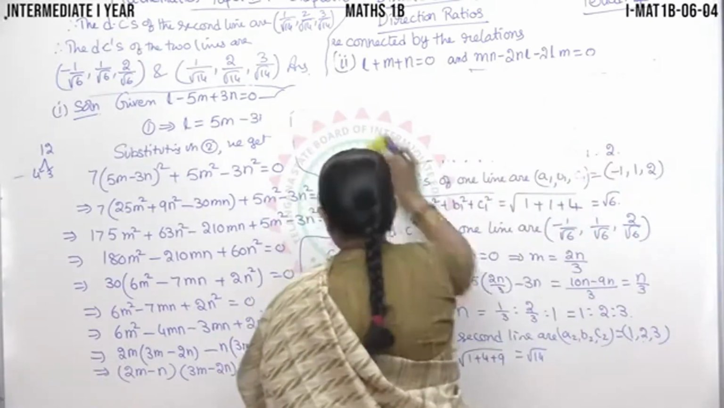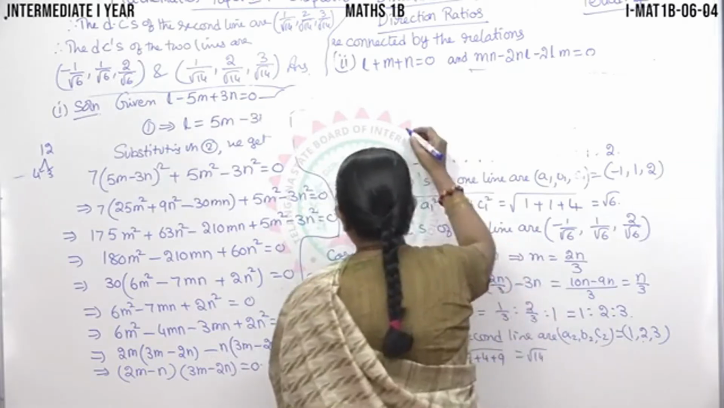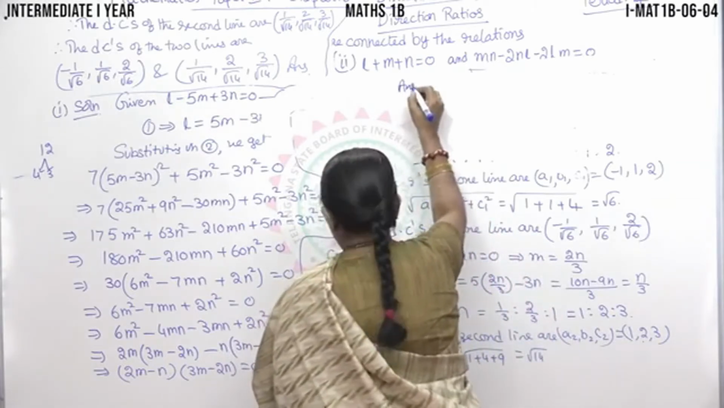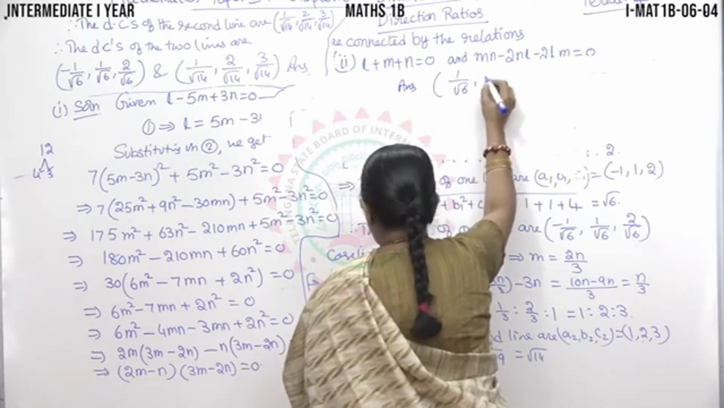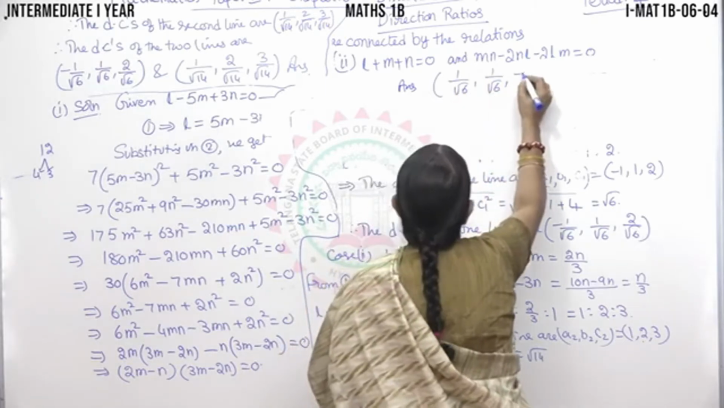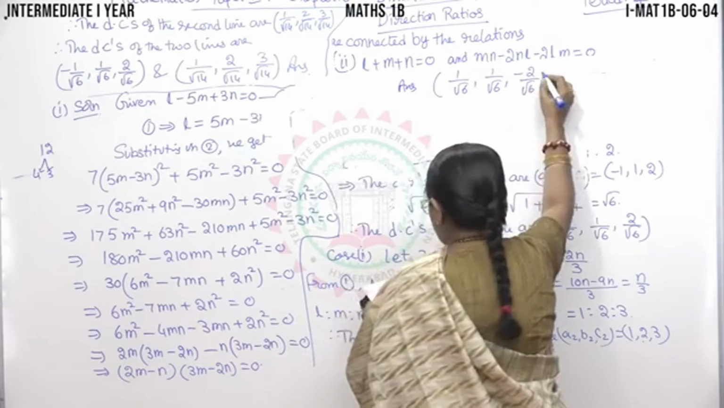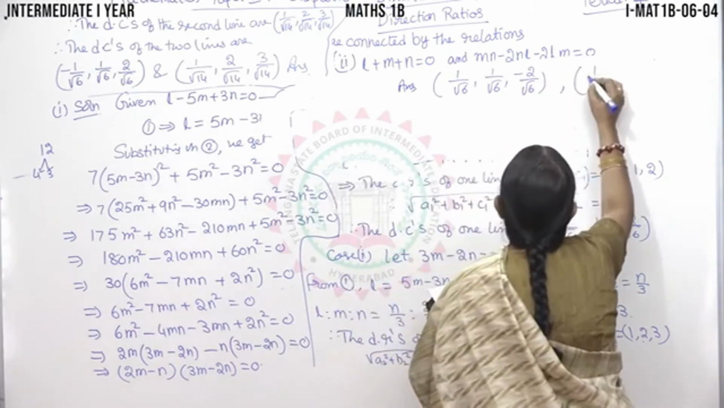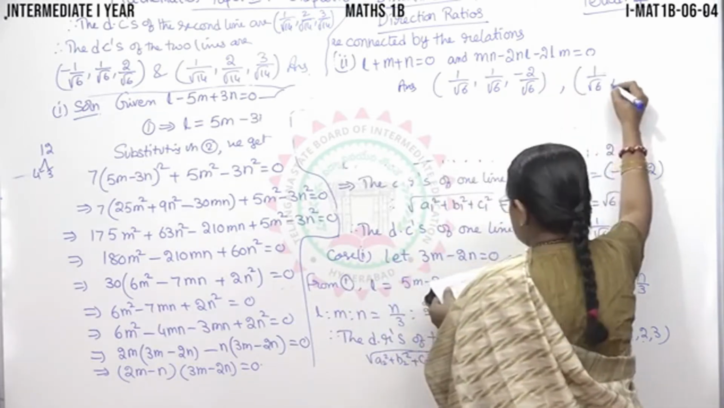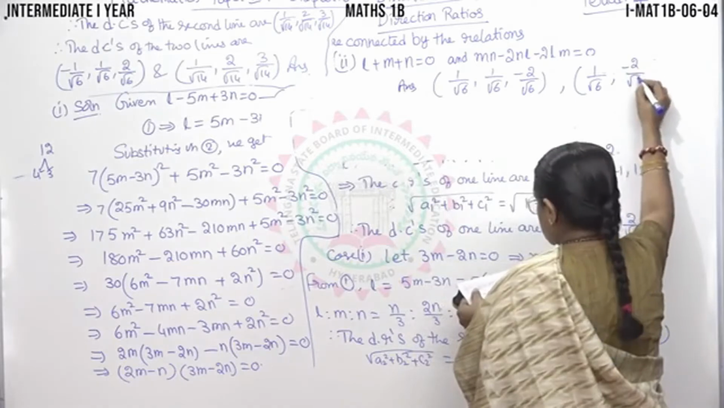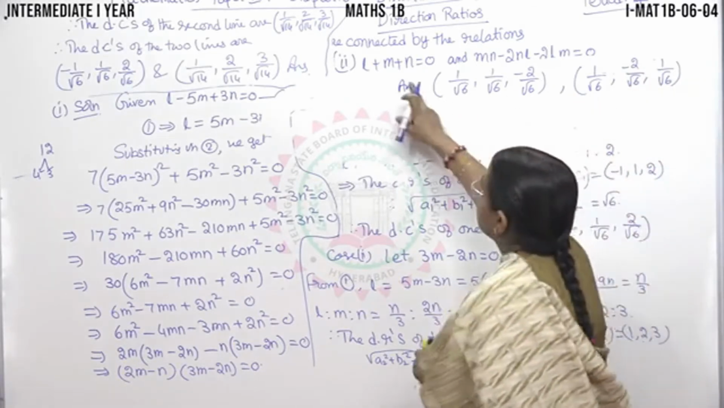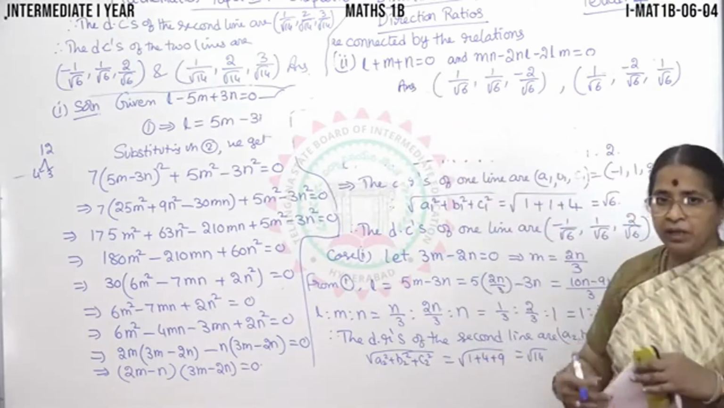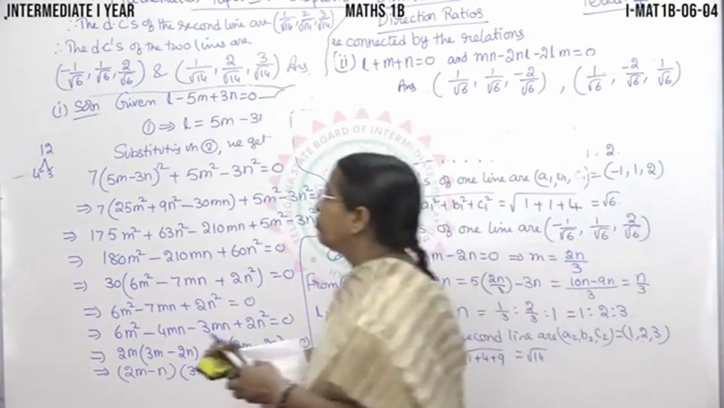So finally, I'll just give the answers. The answers for this problem are, the direction cosines are 1 by root 6, and then minus 2 by root 6. And then another line direction cosines are 1 by root 6, minus 2 by root 6, and then 1 by root 6. So these are the values for the second bit. You can try, you can take it as homework.